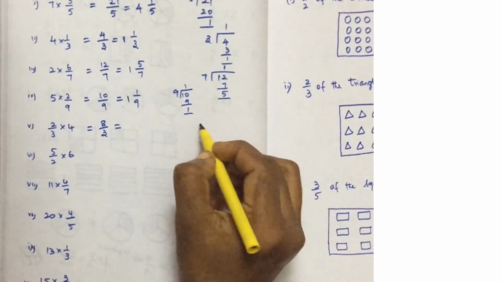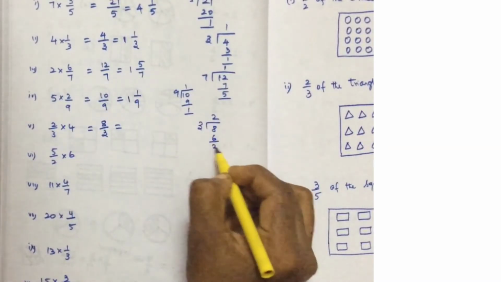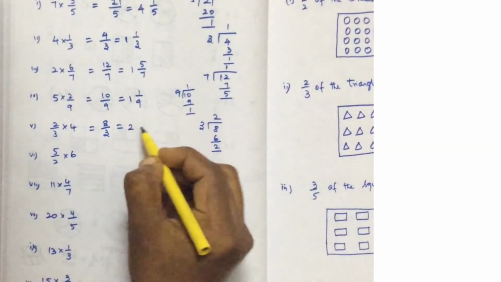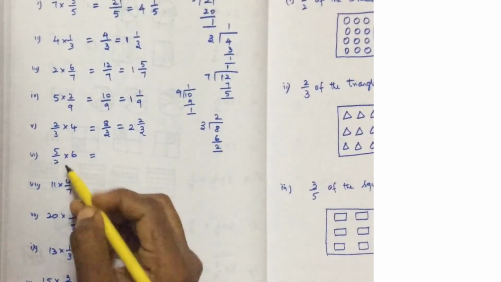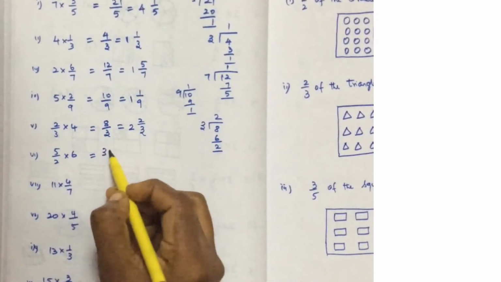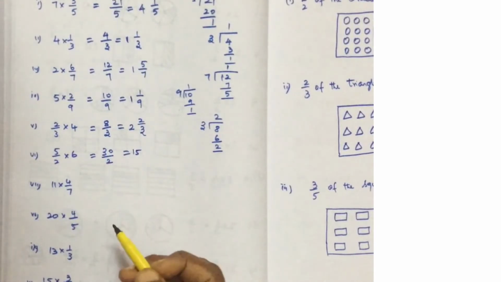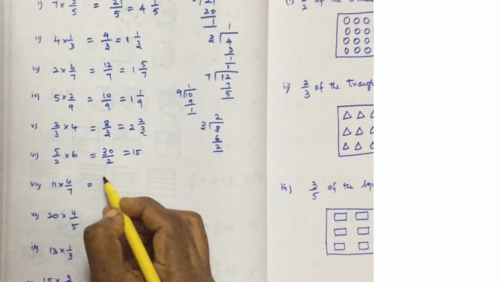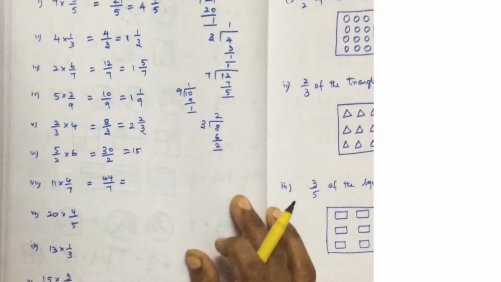8 multiplied by 3, 3, 8, 3 2 multiplied by 2, that is 2 here. So 2 divided by 3, that is equal to, here you can see that is 30. 6 multiplied by 5 is 30 divided by 2, that is equal to 15. Okay, next is here 44 divided by 7.